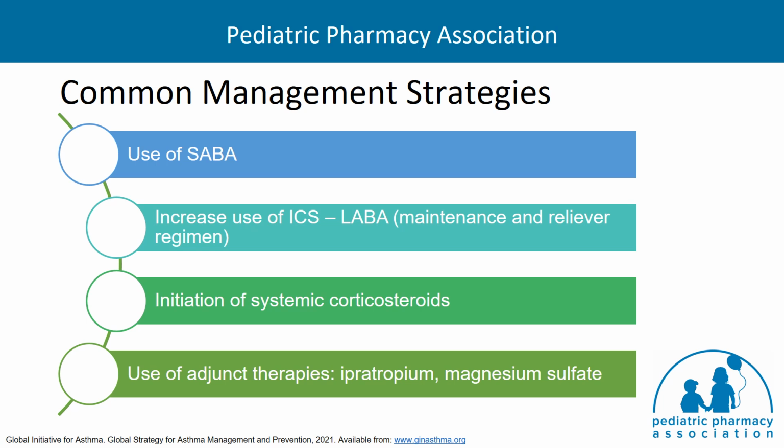A broad overview of different strategies utilized in the management of an acute asthma exacerbation include the use of short-acting beta-2 agonists, or SABAs, increase the use of inhaled corticosteroid long-acting beta agonist if the patient is utilizing maintenance and reliever therapy regimens, the initiation of systemic steroids, and finally the use of adjunct therapy, which will occur in the healthcare setting.